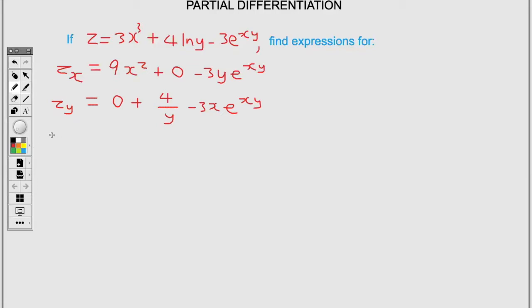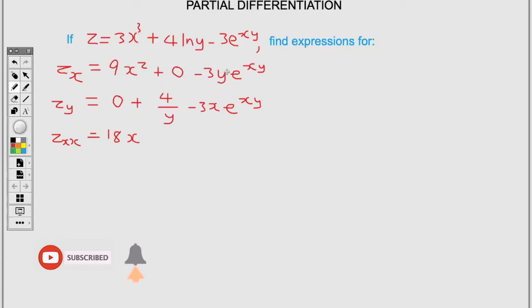Just remember, if you're having issues, you can always look at the previous video on partial derivative. Now here we're going to find zxx, meaning we're going to differentiate twice, but we already have the partial derivative with respect to x, so we just need to differentiate this once more with respect to x. So 9x squared becomes 18x, because 9 times 2 is 18, and subtract 1 from the power, so it's just x.